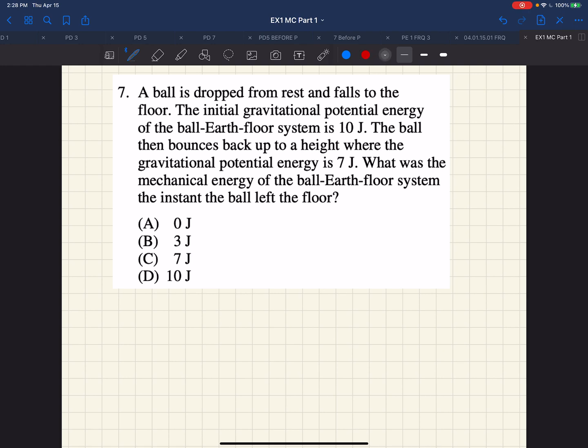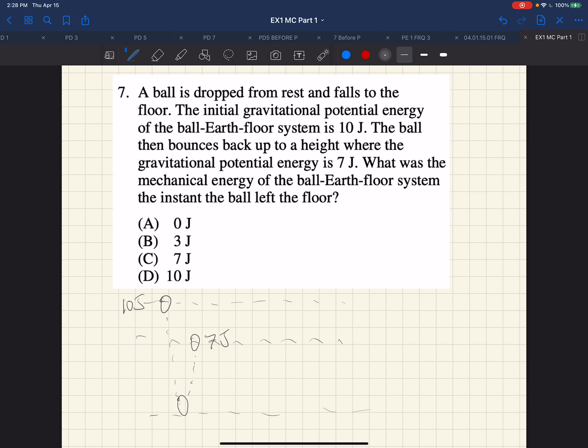In this question, we are told that there is a certain height and a ball is dropped. And when it's up here, it has a gravitational potential energy of 10 joules. It falls to the ground. It bounces upward. And when it comes back up, it has a gravitational potential energy of 0.7 joules.